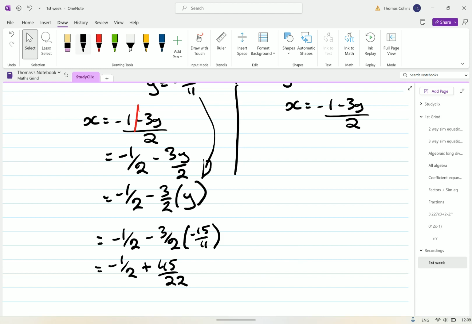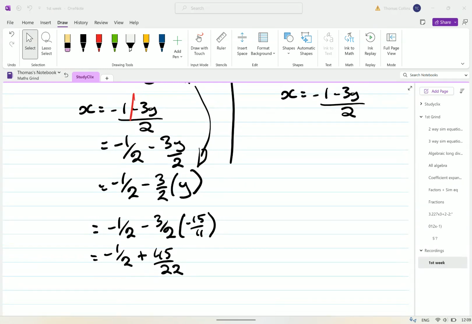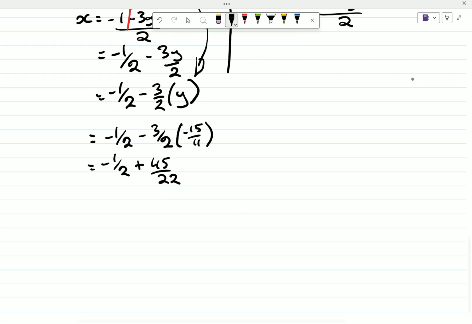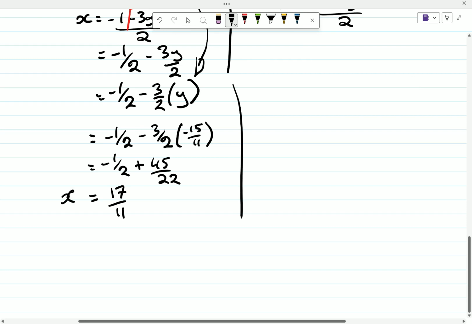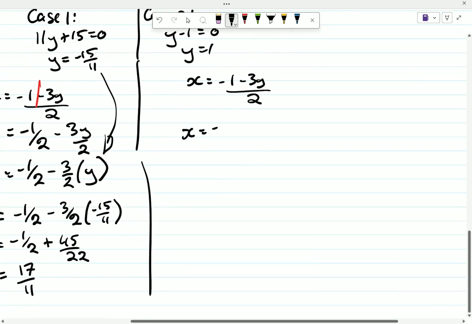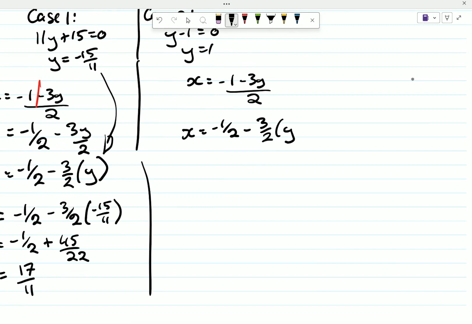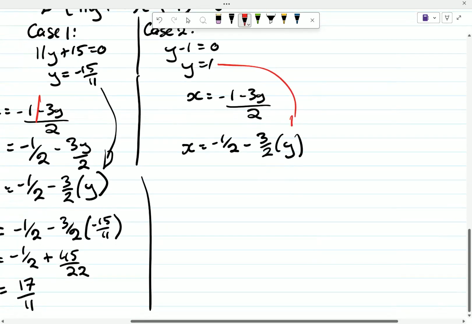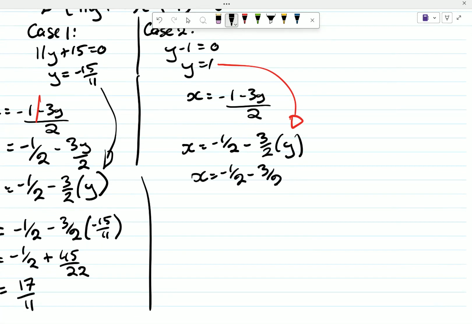45 over 22. And if you put that in your calculator, that's just 17 over 11. So that's one value of x. Now we've got to find the other. And we know that x is minus a half minus 3 over 2 times y. Now we're going to sub in this value for y, which is just 1. So x is equal to minus a half minus 3 over 2 times 1, which is equal to minus a half minus 3 over 2, which is equal to minus 4 over 2, which is equal to minus 2.